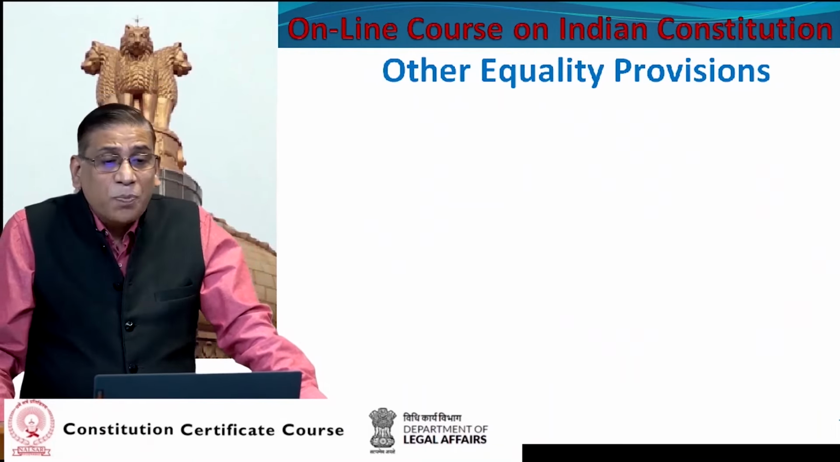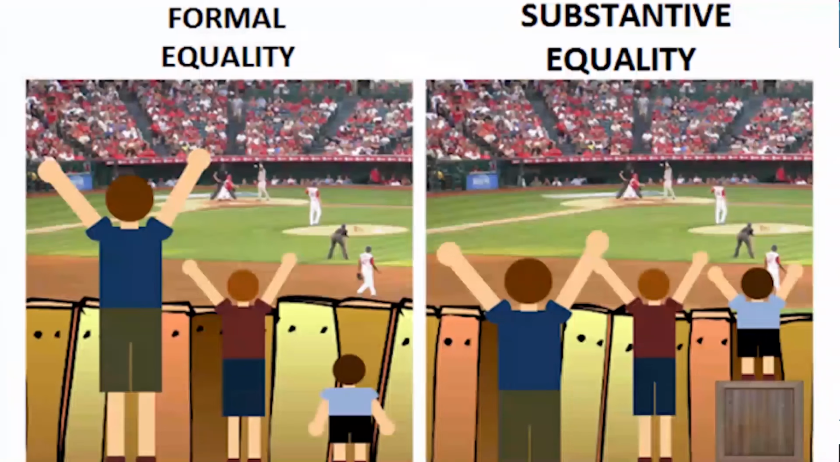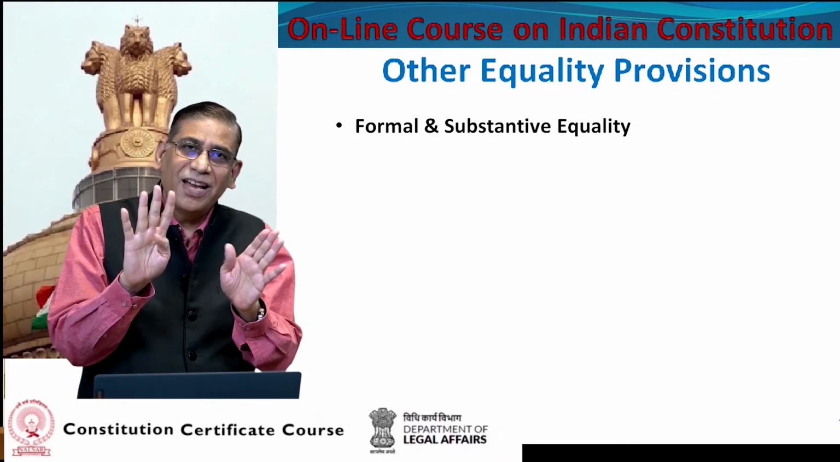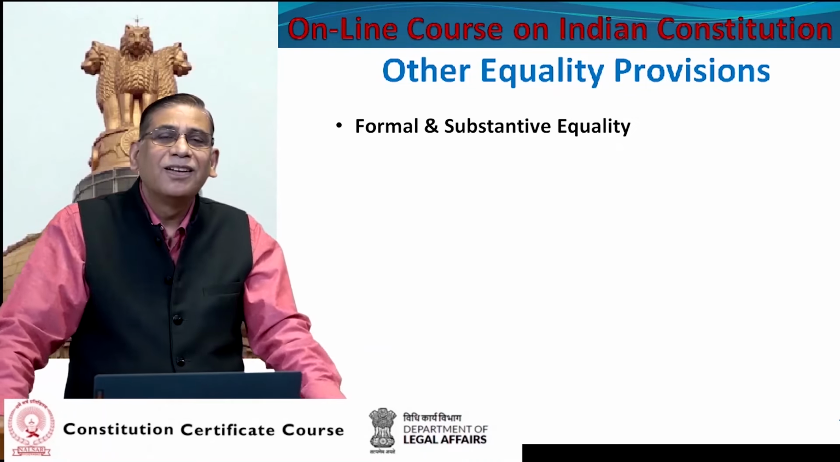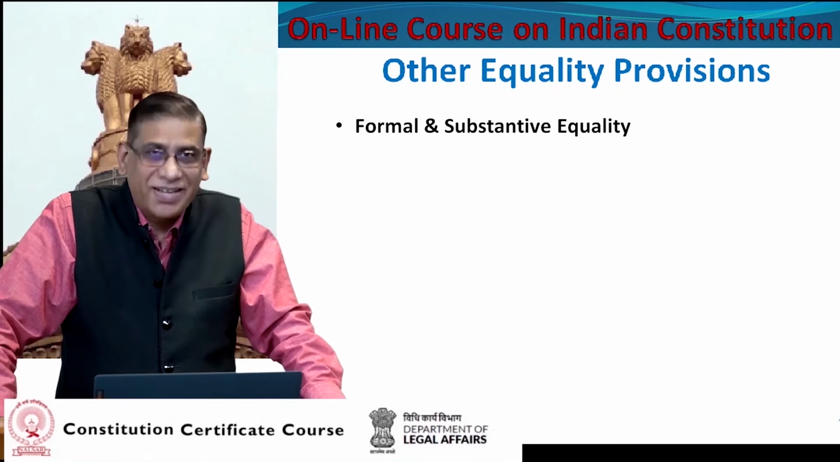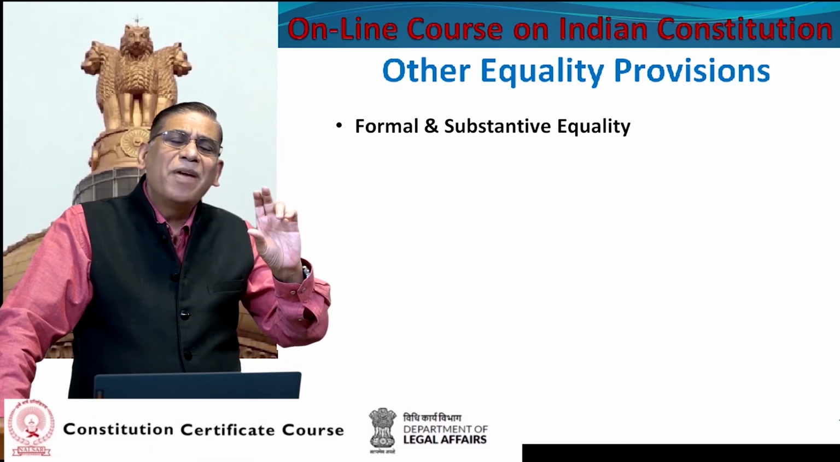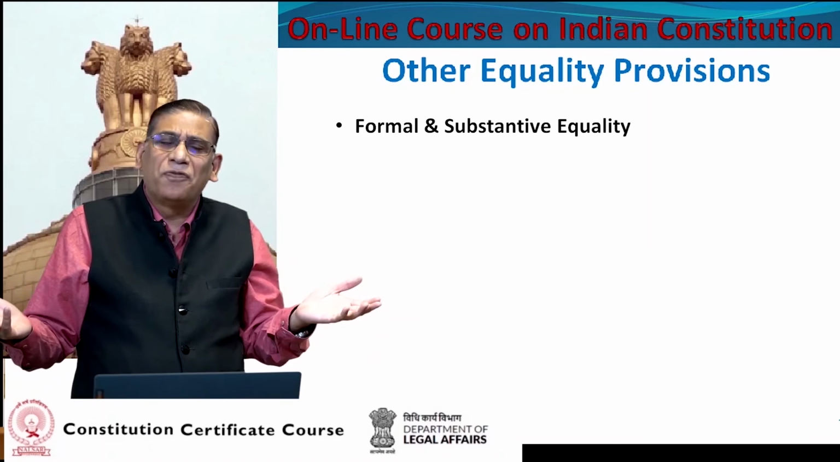Let us look at other provisions of equality. There is one formal equality and there is one substantive equality. Say if there are two people and 4 breads, and if you give 2 breads to one person, 2 breads to another person, it will be Aristotelian formal equality. But one person may not need 2. For him 1 bread is enough.